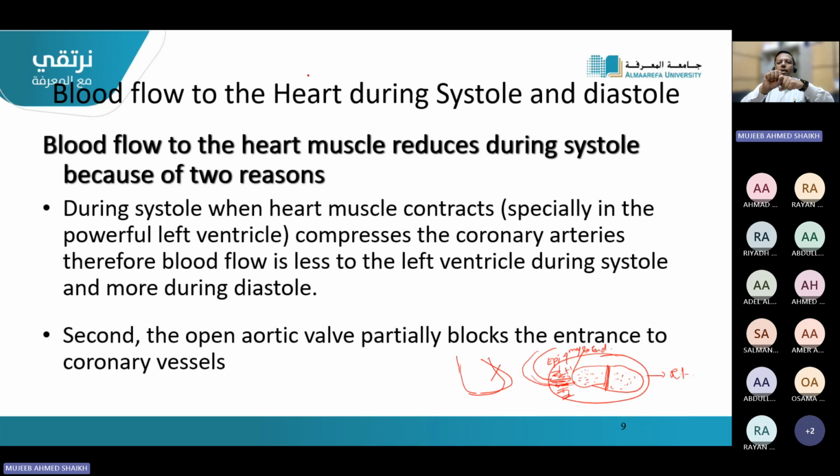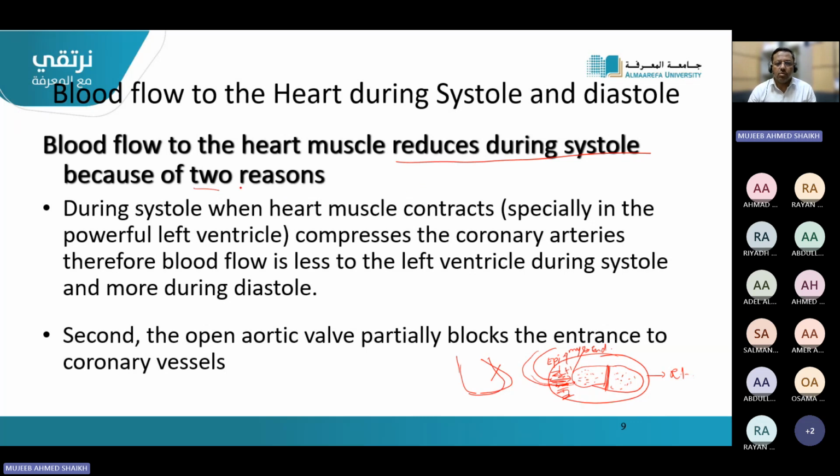And what is happening during diastole? The muscles will be dilated, relaxed, and the artery will become dilated. It will increase in its caliber. So because of this, the blood flow to the heart muscle reduces during systole and increases during diastole, mainly to the left side.